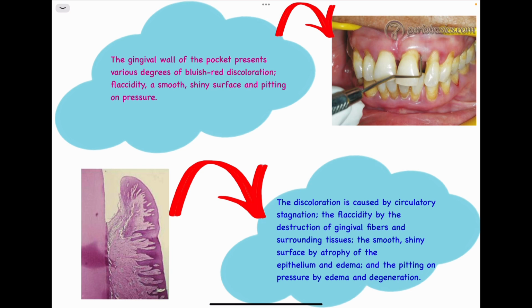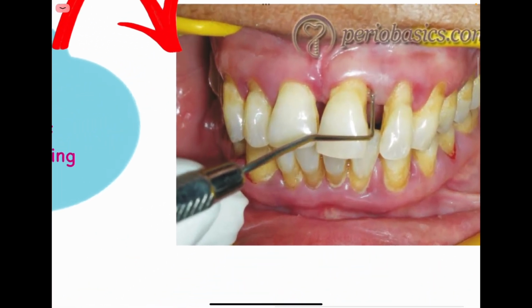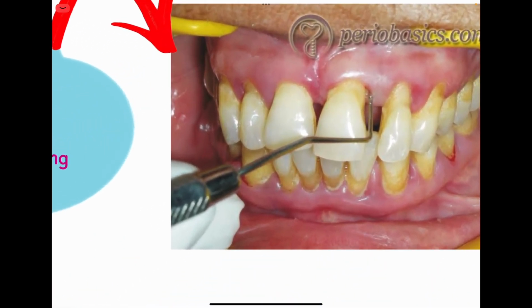So now to begin with, the gingival wall of the pocket presents with various degrees of bluish red discoloration, flaccidity, a smooth shiny surface, and pitting on pressure. In this diagram we can see there is reddish discoloration of the gingival wall of the pocket. The clinician is showing that with the help of a probe. That is the pocket which is present over there.